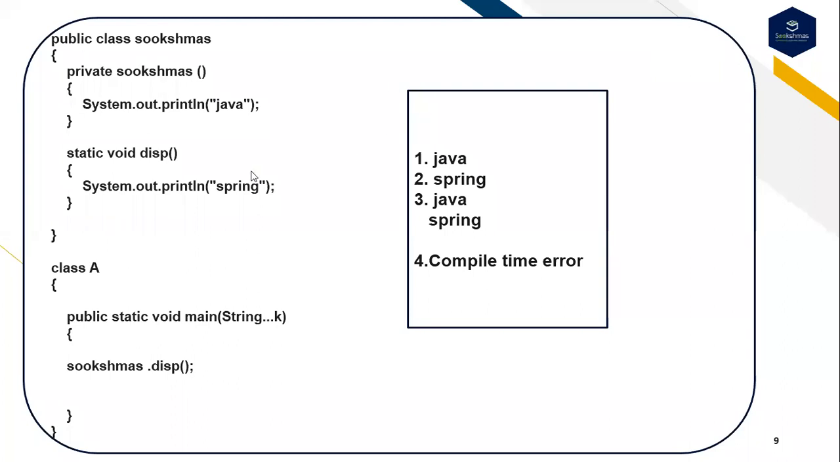This is the second question, guys: public class Sukshmas, the private constructor is there. And this is a static method, static void display, printing a string, and inside the private constructor printing Java. The second class is Java, public static void main, execution of the program begins from main. Here I have not created any object, but with the help of the class name I am calling this method, because this is a static method. Now predict the output of this code. The first is Java, the second is Spring, the third is Java followed by Spring, and the fourth is compile time error.